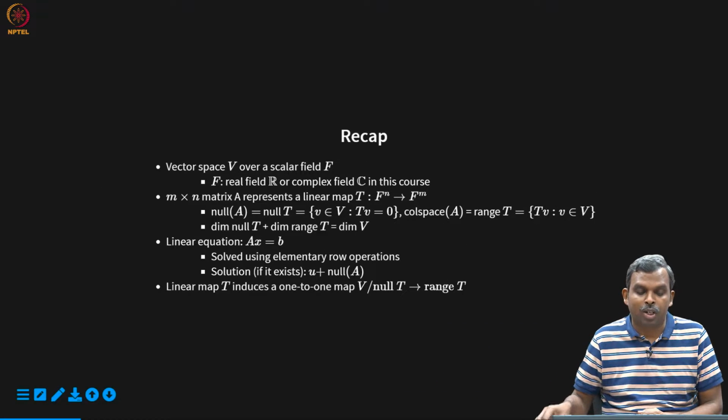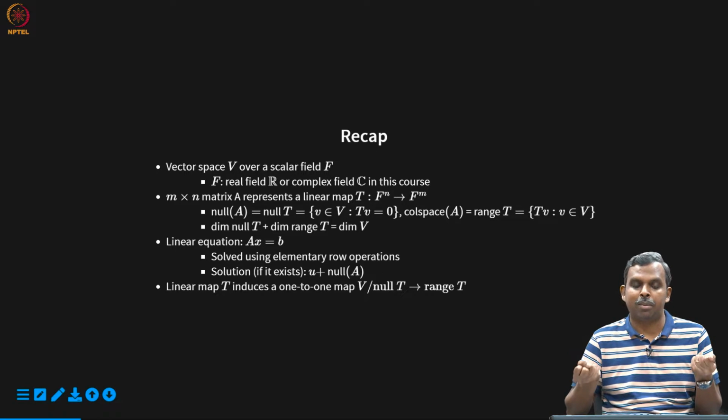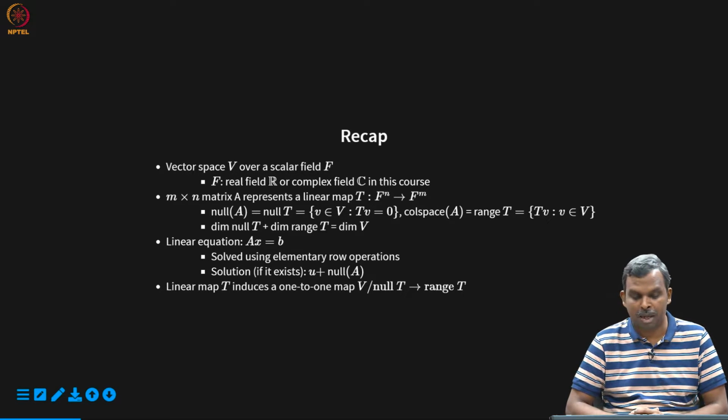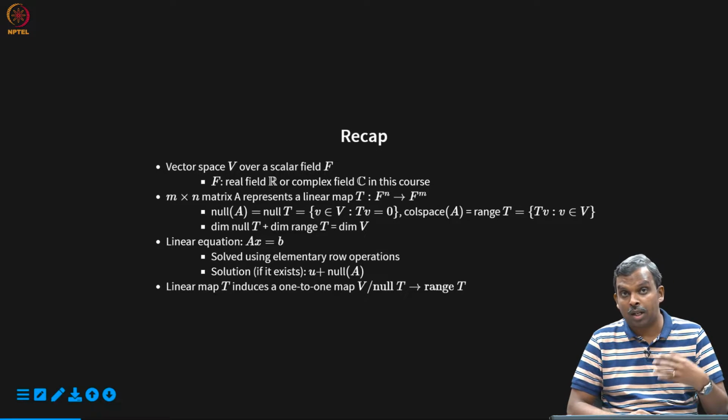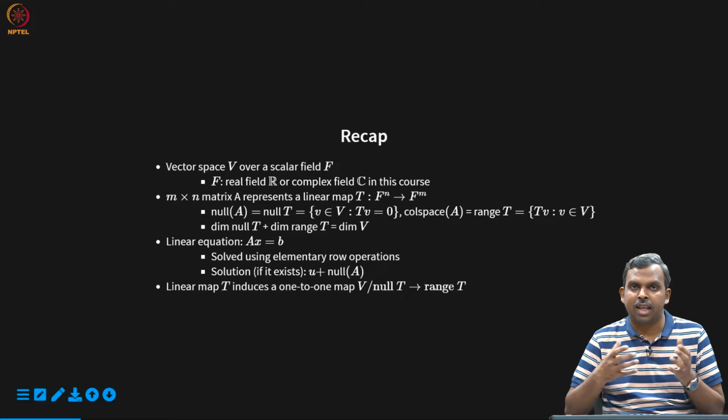Okay, quick recap. We are talking about vector spaces over the real field and complex field. We have this association between a linear map T from Fn to Fm and an m cross n matrix A. We associate the null space of this matrix with the null space of the linear map itself. We have the column space of the matrix A associated with the range of the linear map. And then we have this wonderful theorem which connects the dimensions of these two things. And then we looked at how linear equations can be solved using ideas from linear maps and null space, and we saw that the solution is a translate of the null space.